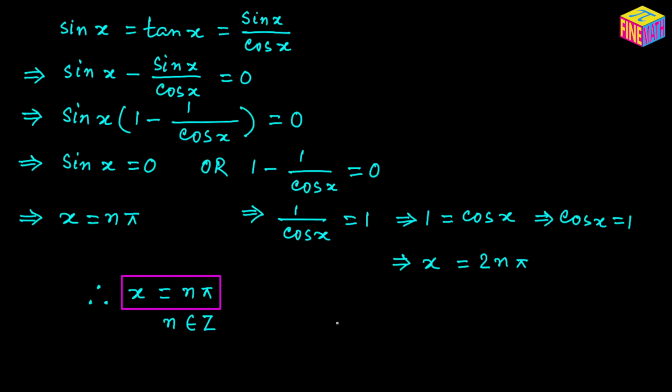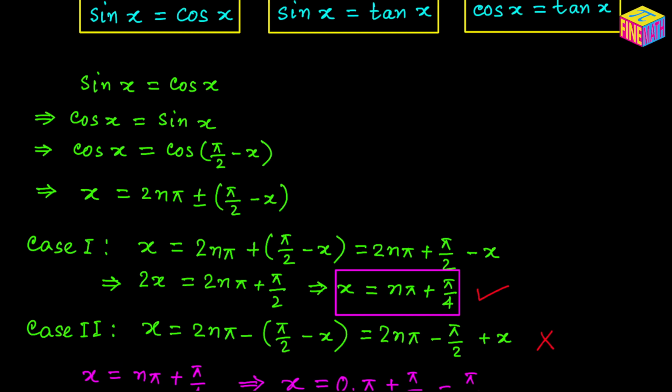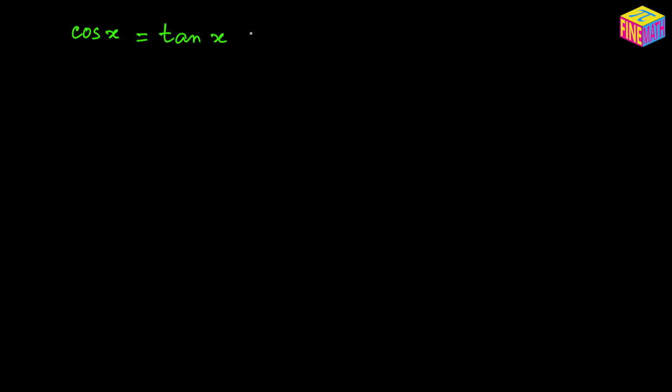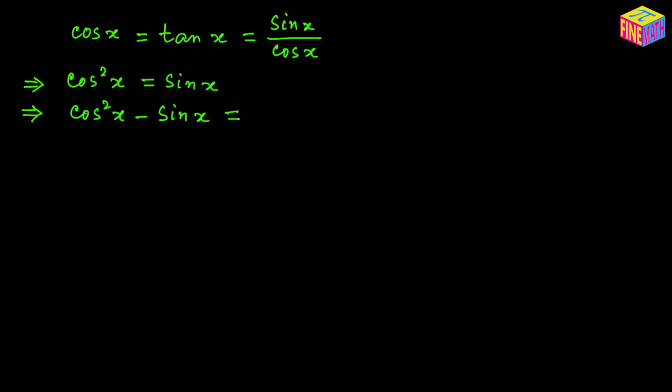Next, we are going to solve the third equation, and our third equation is cosine of x equals tangent of x. Now, can we write tangent of x as sine of x over cosine of x? And then if we cross multiply, we are going to get cosine squared of x is equal to sine of x. And if we bring everything to the left hand side, then we can say cosine square of x minus sine of x is equal to 0.